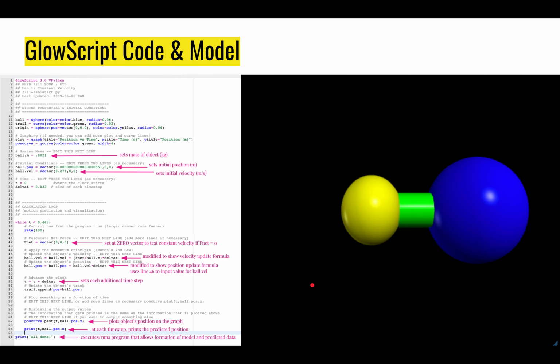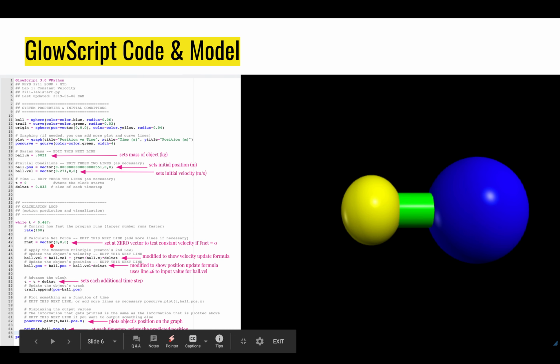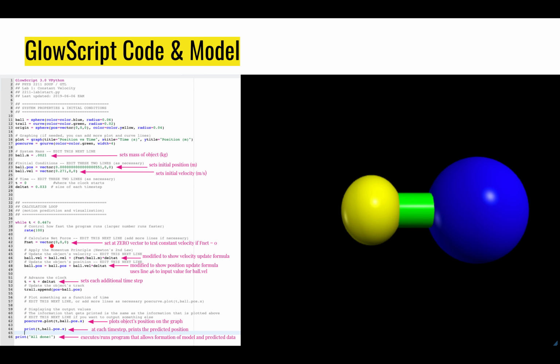GlowScript was used to determine the predicted measurements of the system. In order to execute the starter code, we needed the mass, the initial position, initial velocity, time steps, time interval, and the net force, which was 0. And since the net force is 0, the final and initial velocity are the same, and the program will predict the object's position off of the constant velocity.